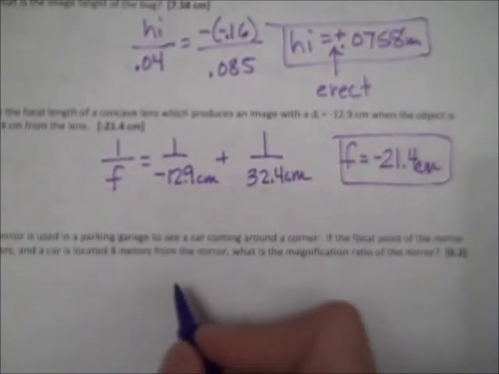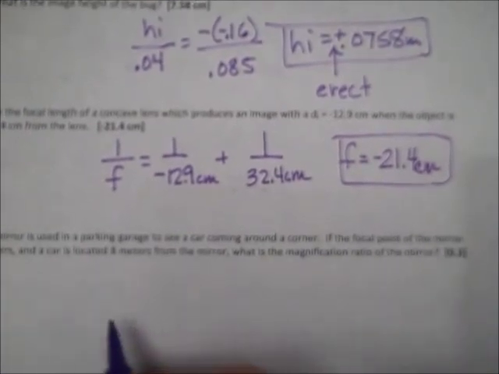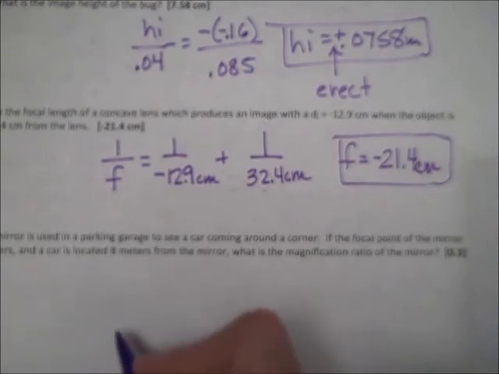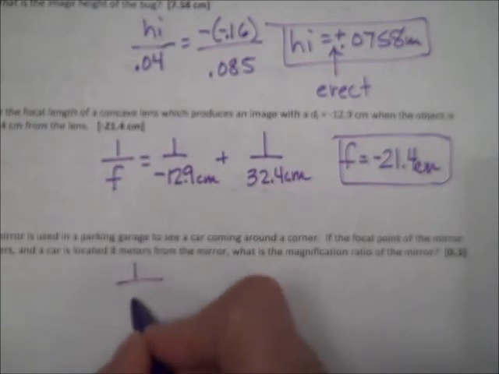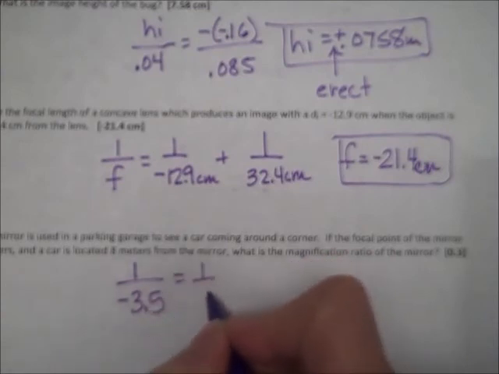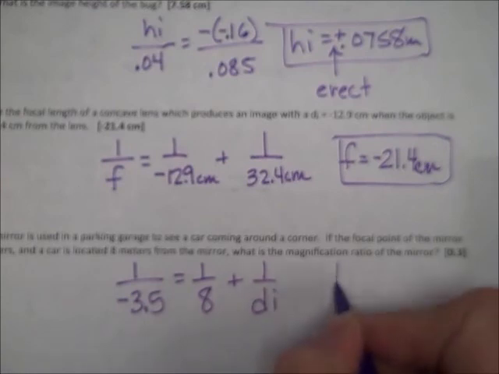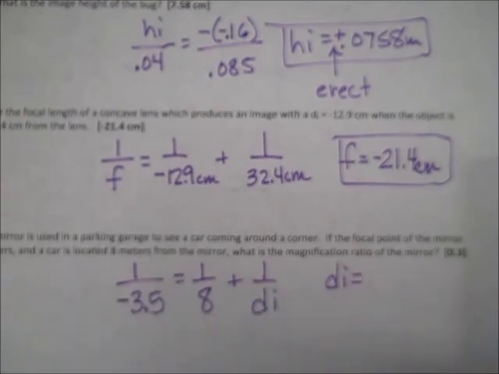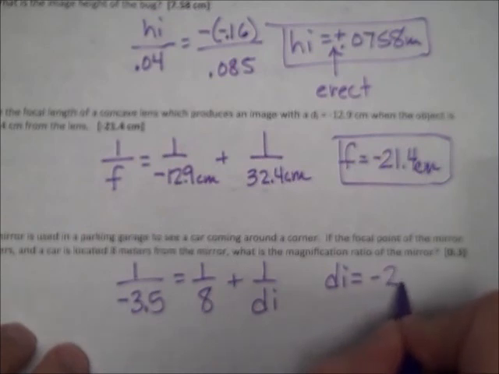And for the last one, a convex mirror is used in a parking garage. The focal point is negative 3.5 meters, and a car is 8 meters. What's the magnification ratio? So I first need to find di. So 1 over negative 3.5, that's our focal length, is 1 over 8 plus 1 over di. One divided by negative 3.5 minus 1 divided by 8. Then you always have to make sure you take the inverse of the answer. So I get di is negative 2.43 meters.